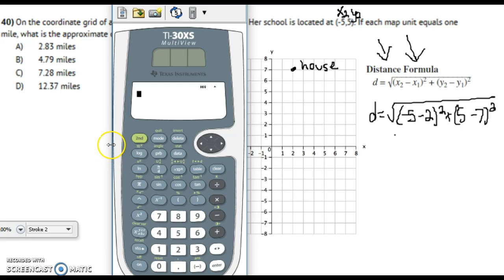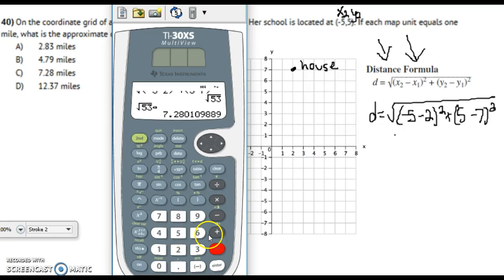So now that I have my calculator pulled up, I can do it all in one step if you have a calculator like I do, which this type of calculator is allowed on your end of course test. So this is a great one to own. I'm going to show you how you could type it all in one step and get approximately 7.28.